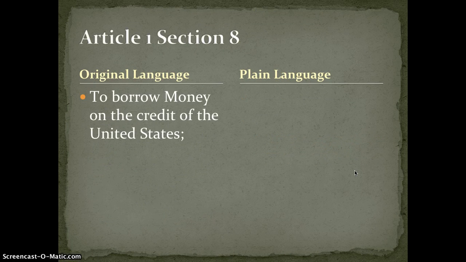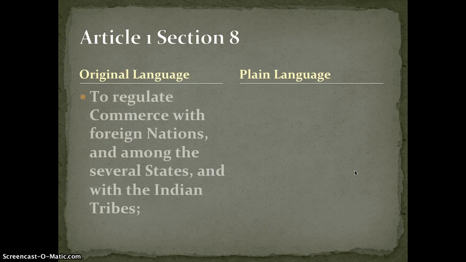Furthermore, the Constitution says that Congress can borrow money on the credit of the United States, which means they're the only ones who can go into debt for the government to pay for what we need. They can also regulate commerce with foreign nations and among the several states and with the Indian tribes.